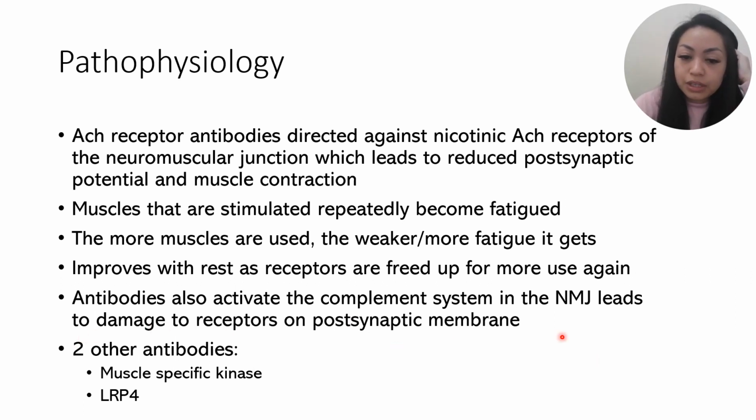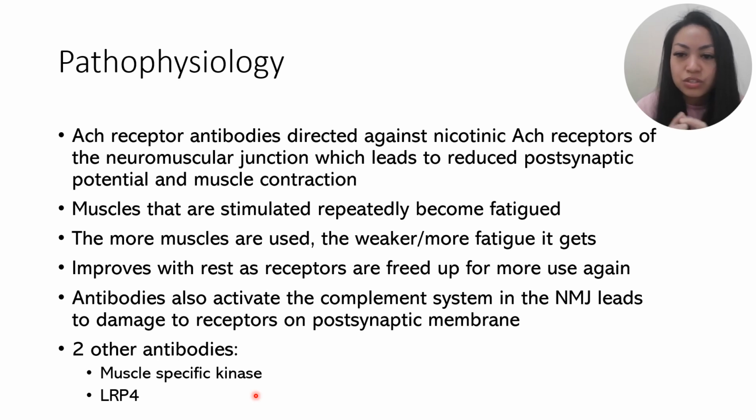So I told you about the nicotinic acetylcholine receptor antibodies that our immune system produces, but our immune system can also produce 2 other antibodies in the case of myasthenia gravis. So in 85% of the cases, the immune system in myasthenia gravis produces nicotinic acetylcholine receptor antibodies. In the other cases, they produce antibodies against muscle-specific kinase and LRP4. Muscle-specific kinase and LRP4 are important for the creation and organization of the acetylcholine receptors.